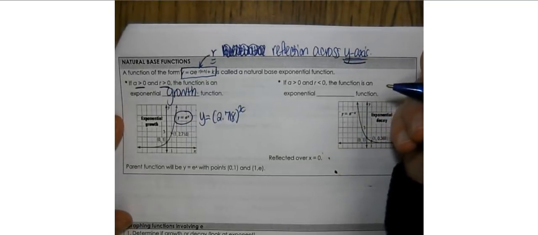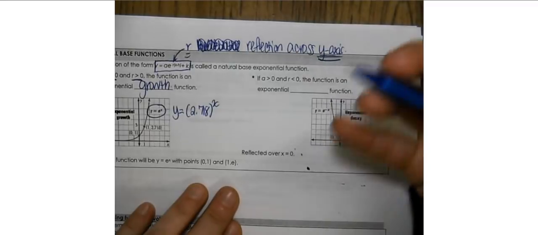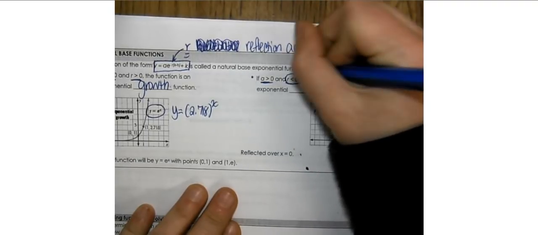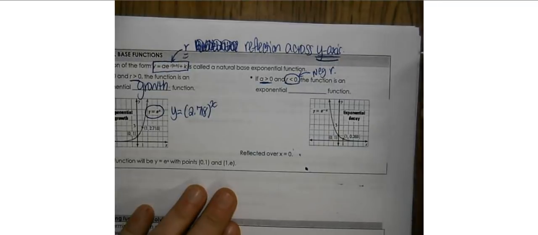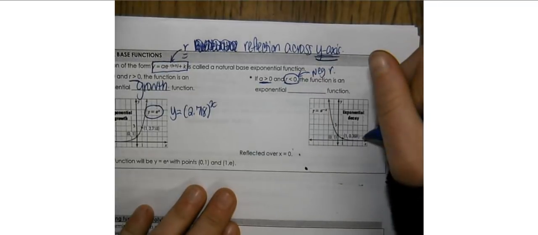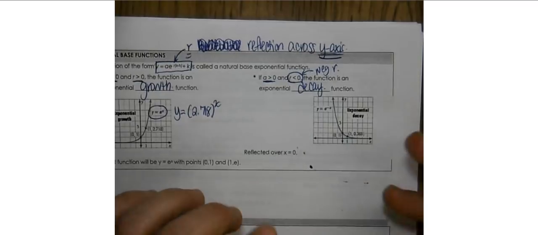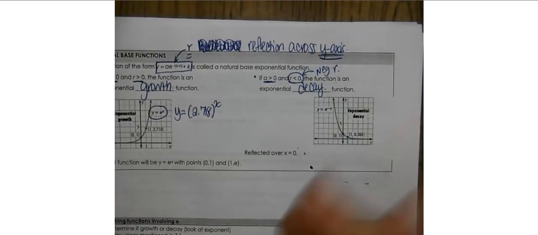The only time it's going to be exponential decay is when your a value is positive but your r value is negative. If you see a negative r value, that indicates a reflection across the y-axis, and you now will have an exponential decay function. That is related to what I talked about in the 7-2 lesson, about when we have growth and when we have decay.